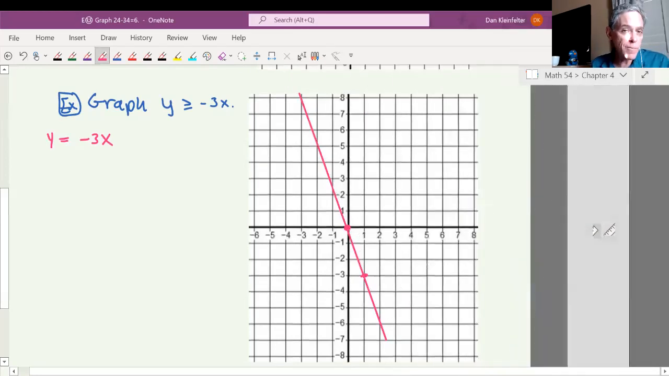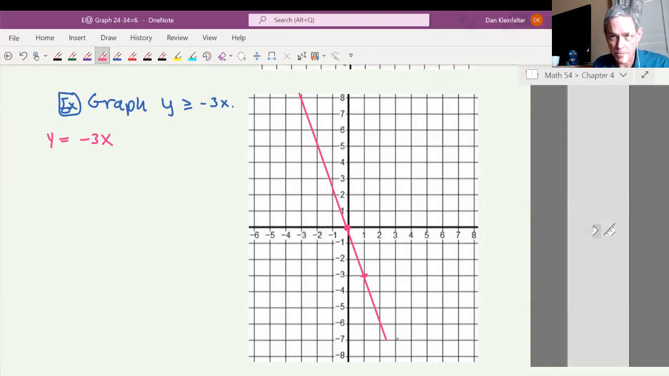Since this one passes through the origin, I can't use the origin as a test point. I know the origin is a solution, but it doesn't help me decide whether I should be shading the left or right side of this line. So we're going to test some other point. It doesn't matter which side you pick. I'm going to go with (2, 0). Okay, there was no special reason for that.